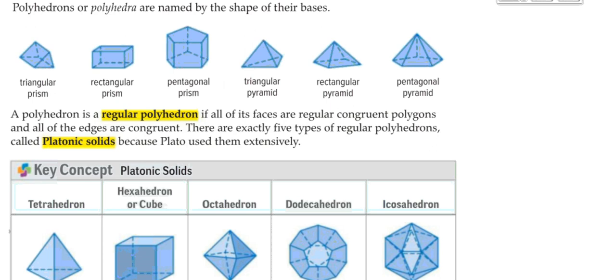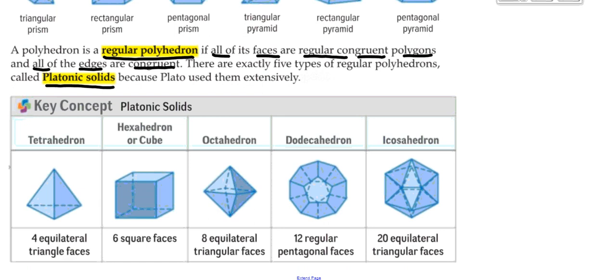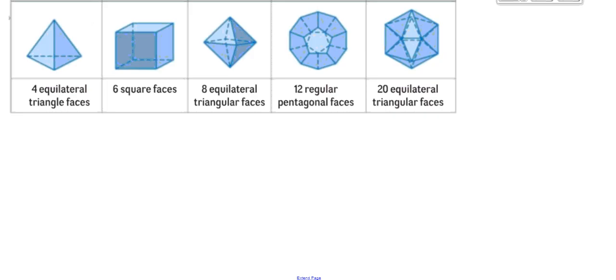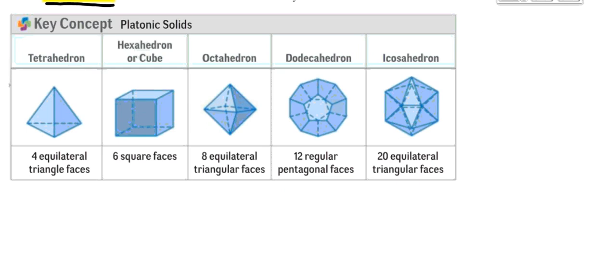And then a regular polyhedron: a polyhedron is regular if all of its faces are regular congruent polygons, and all edges are congruent. And there are 5 regular polyhedrons called the Platonic solids, because Plato used them extensively. You are not going to be required to know any except the first two. The first two, we will use these words.